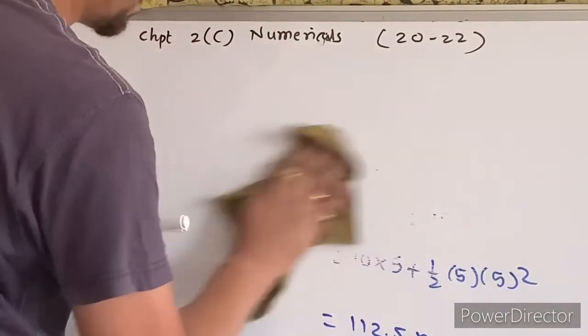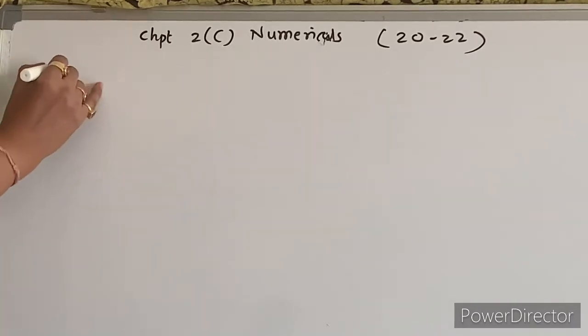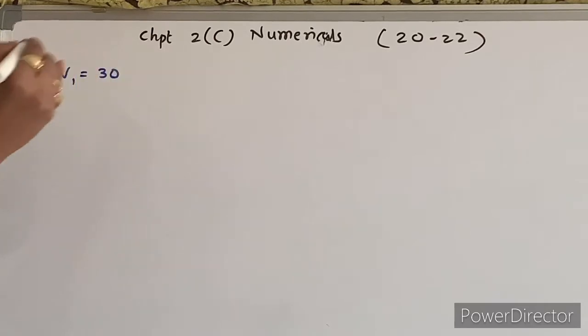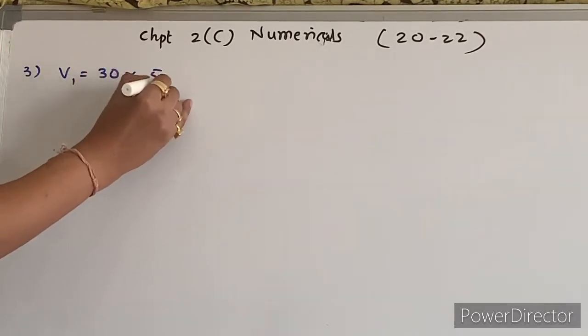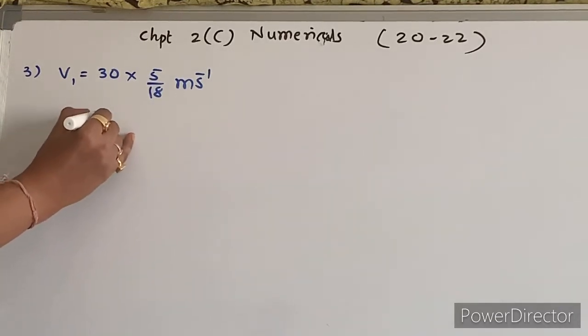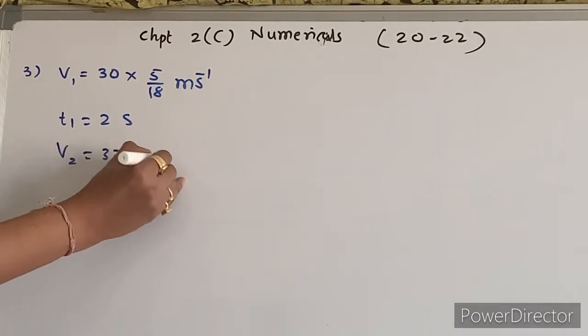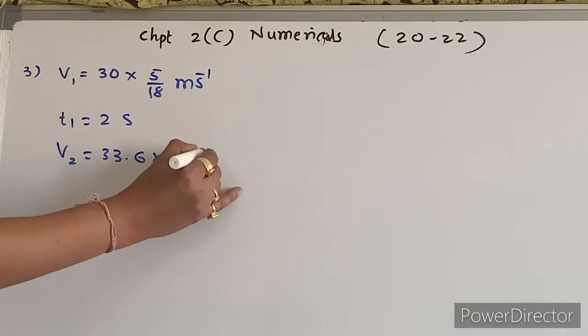In the third numerical, a vehicle is accelerating on a straight road. Its velocity at any instant I'm calling v1, it is 30 kilometer per hour. So you have to convert it into meter per second by multiplying by 5 by 18. Then after 2 seconds, that is t1 is equal to 2 seconds, its velocity v2 becomes 33.6 into 5 by 18 meter per second.